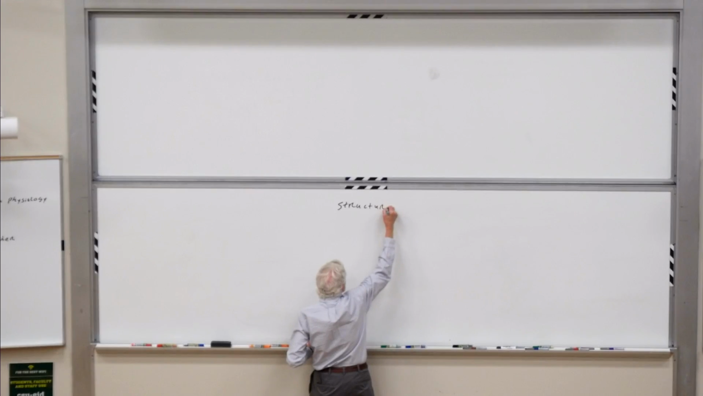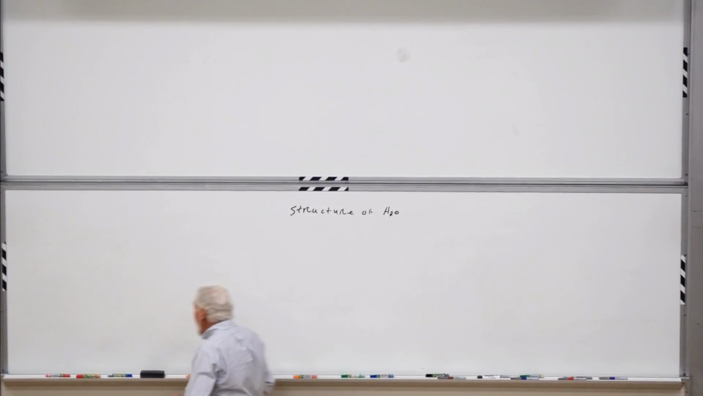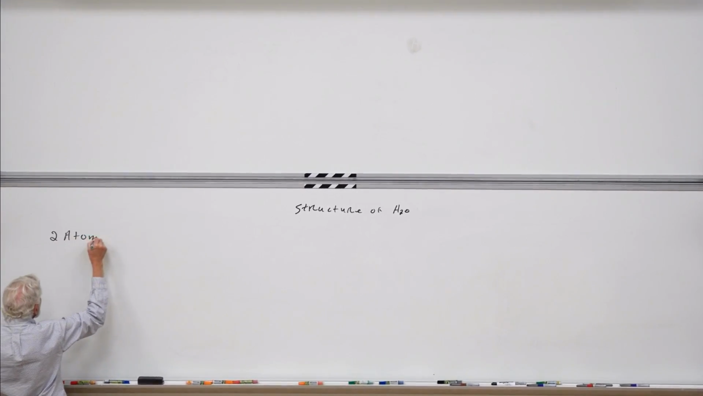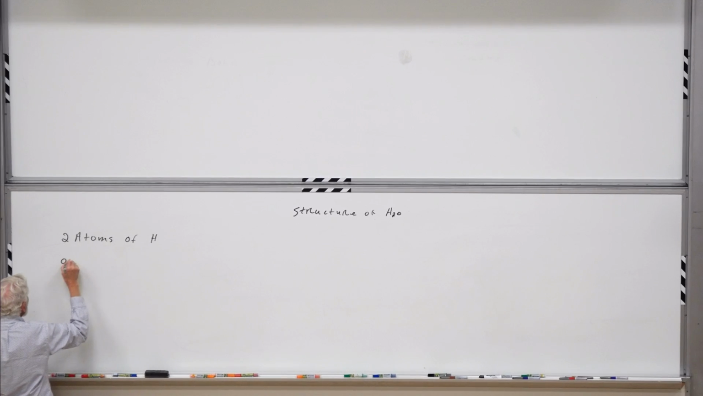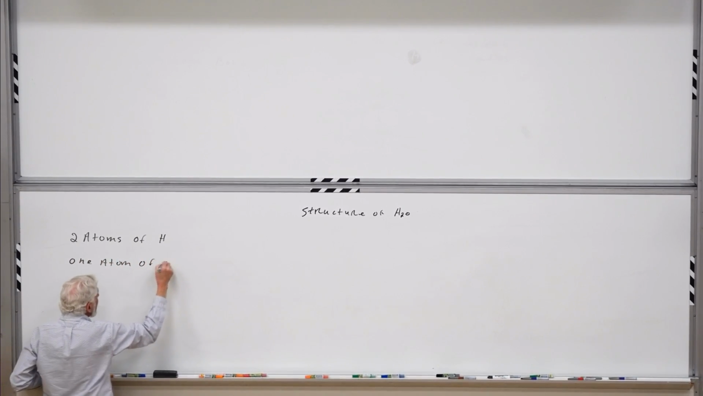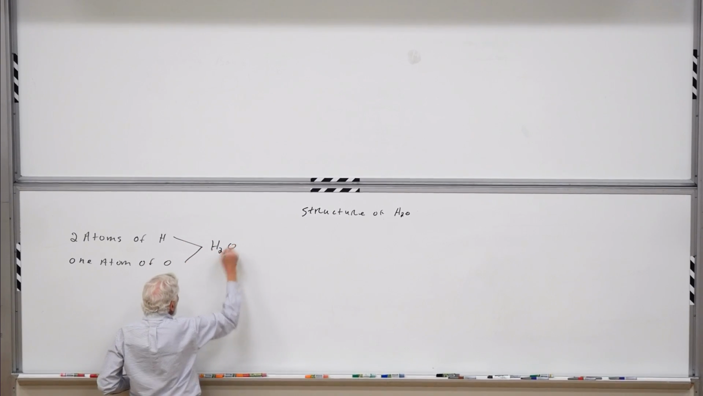So what we're going to do here now is talk about the structure of water. Water, of course, is composed of two atoms of hydrogen and one atom of oxygen, hence H2O.